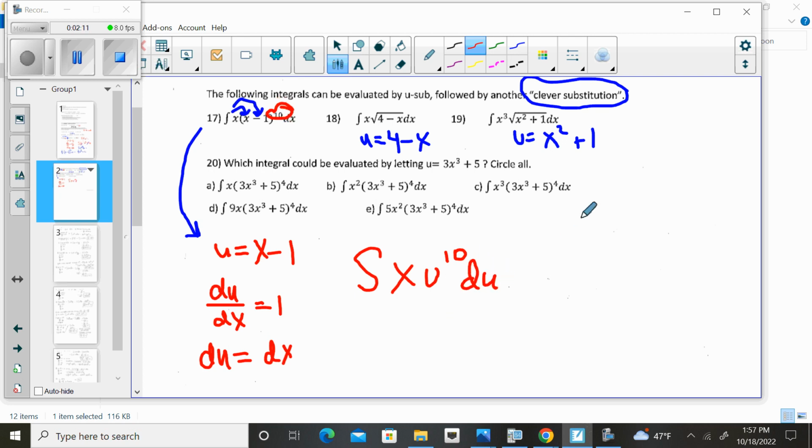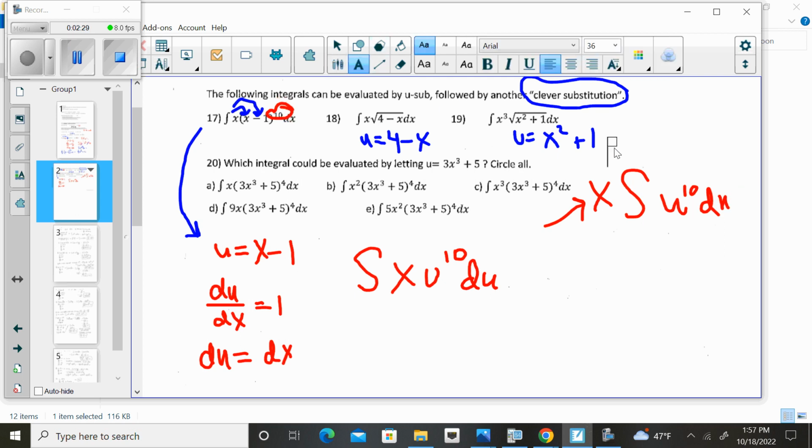Common mistake. Students say, oh, I'll just pull the x in front, because I can't have both an x and a u. So I'll put the x in front. Very common mistake. However, the issue is x is not a constant. Only constants can get moved in front. So x is not a constant, can't go in front.